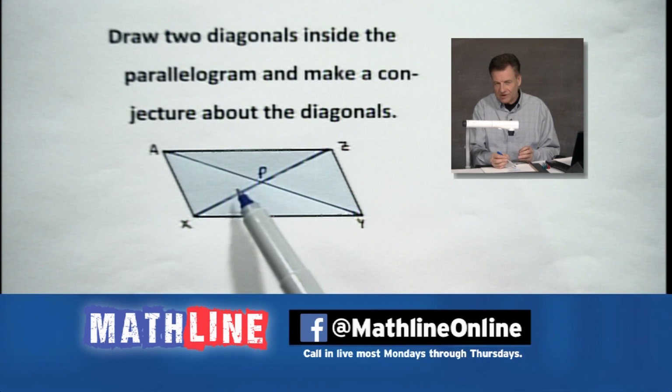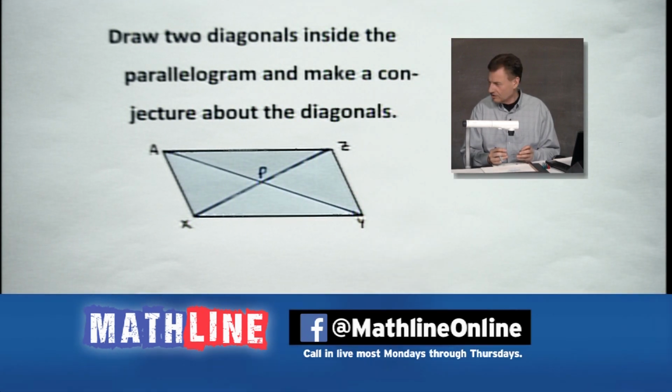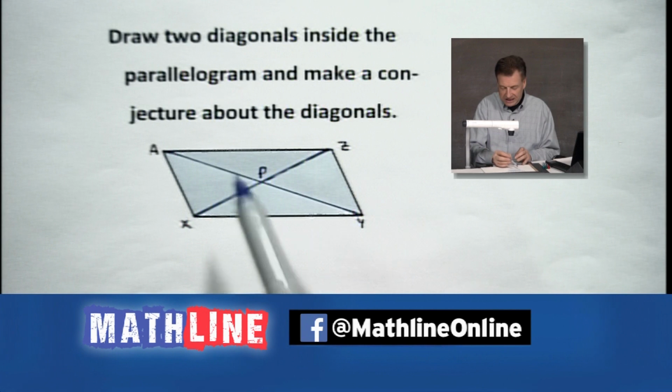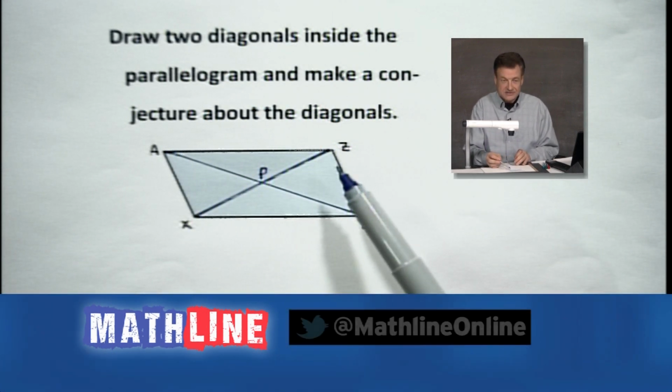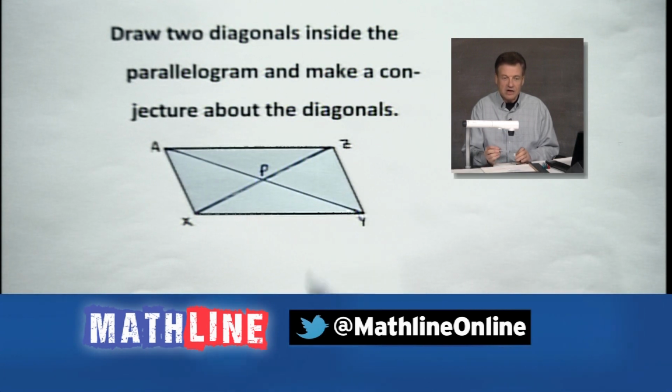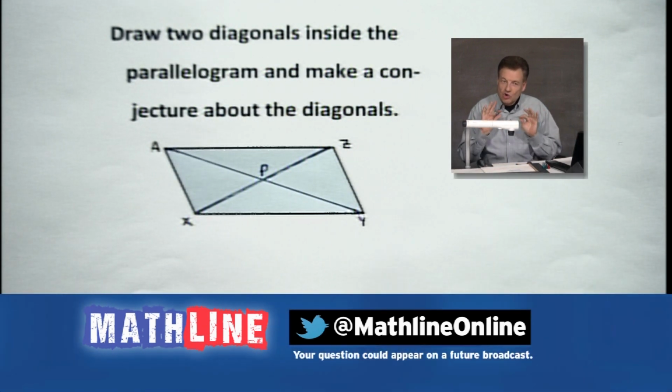But what about the diagonals? Do the diagonals look congruent? Sometimes they may be, but sometimes they may not. And in this case, the way we've got it, I believe AY looks a little bit longer than XZ. I would have to agree with you. So we can't say that they're congruent diagonals, but there is something going on.